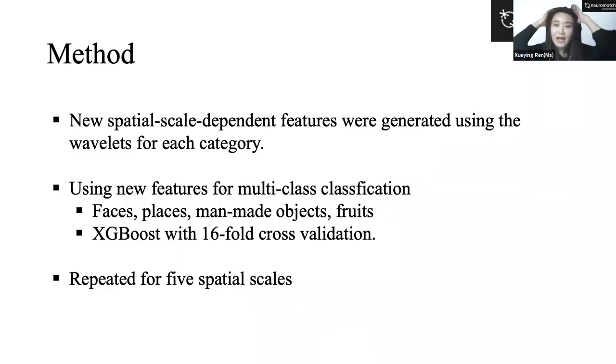So we have those new spatial dependent features that were generated using the wavelet, and then we pass those features to an XGBoost classifier to classify those 4 different categories, and we repeat it for 5 different spatial scales. And here are some interesting results.